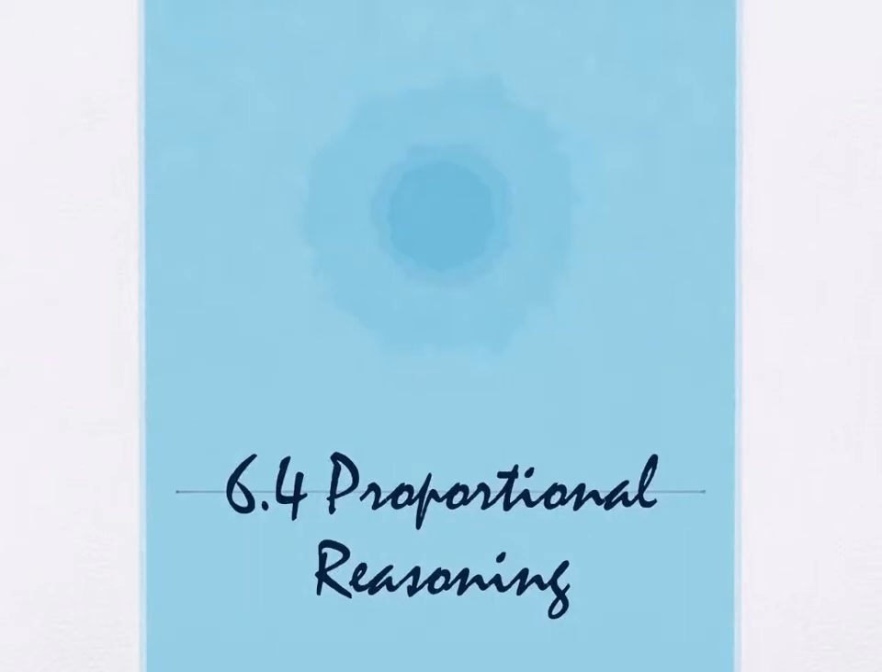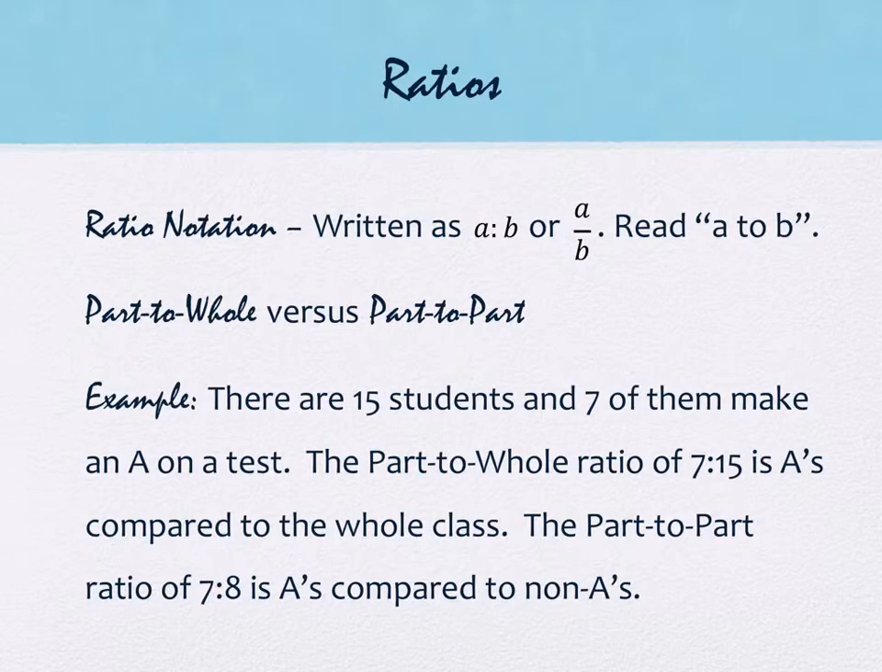All right, 6.4 is proportional reasoning. When we talked just a moment ago about ratios, ratios can be compared, can be written as a fraction or with a colon between them. We read them as A to B. The part to whole or part to part are the two ways we can describe them.